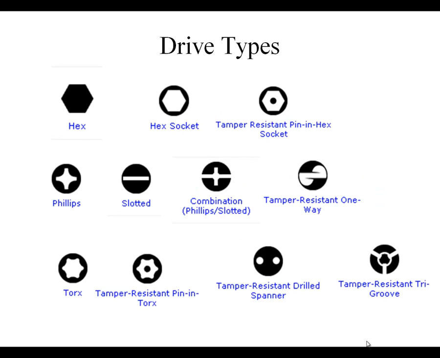There's also several drive types. There's the hex drive, or the hex socket, or the tamper-resistant hex socket, or Phillips or slotted, or a combination Phillips slotted, or even a tamper-resistant slotted. Torx is more like a spline. There's the tamper-resistant Torx, the tamper-resistant drilled spanner, or even a tamper-resistant tri-groove. So a lot of different drive types on fasteners as well. Very valuable to get to know each one of those.